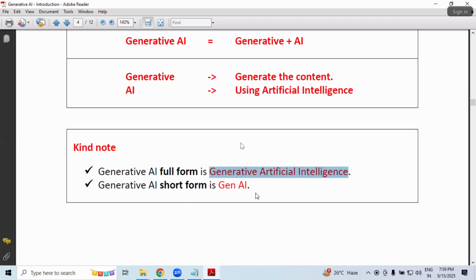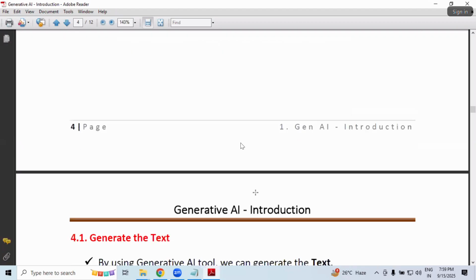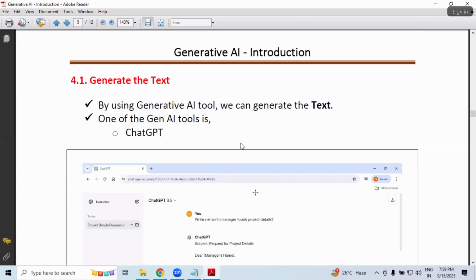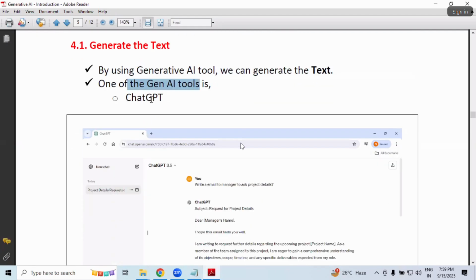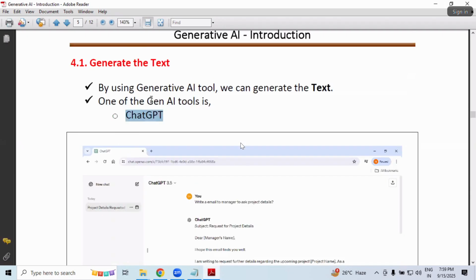Gen AI full form, generative artificial intelligence. Simple. Generating text data by using a generative AI tool, and we can even generate text. One of the Gen AI tools is ChatGPT. You can't believe, maybe in the year 2020 or 22, if anybody asks me to explain about AI, I can divide AI into before Gen AI and after Gen AI. Before generative AI, something is different, but after Gen AI, seriously, the whole world changed.